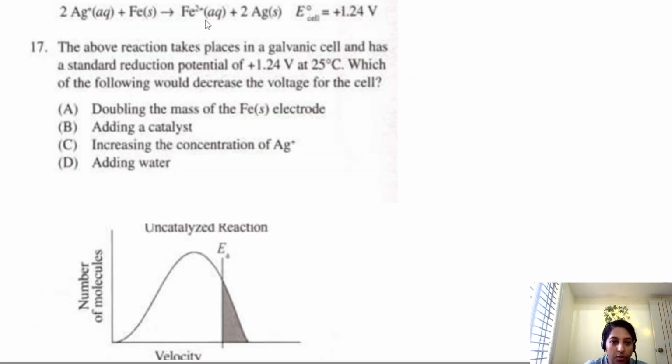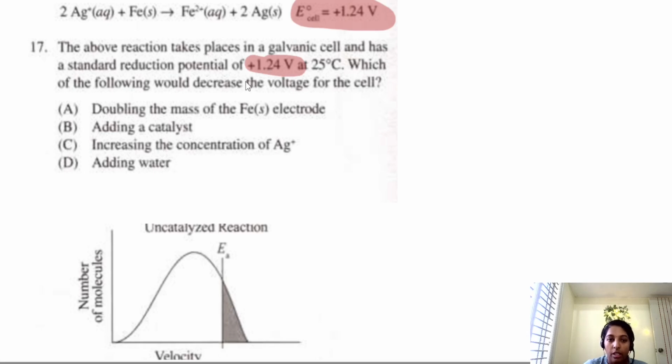The next question is 2Ag+ + Fe gives Fe2+ + 2Ag. The reaction is given and E0 cell is given. The above reaction takes place in a galvanic cell and has a standard reduction potential of 1.24 volts at 25 degrees Celsius. Which of the following would decrease the voltage of the cell? Doubling the mass of Fe, adding catalyst, increasing the concentration of Ag+, adding water.